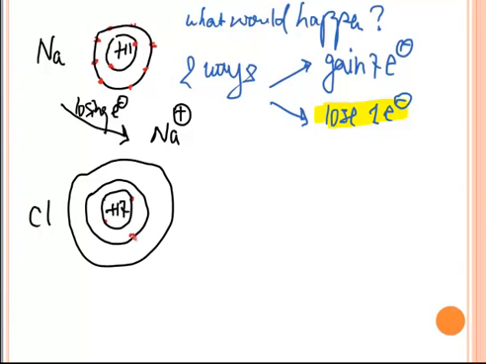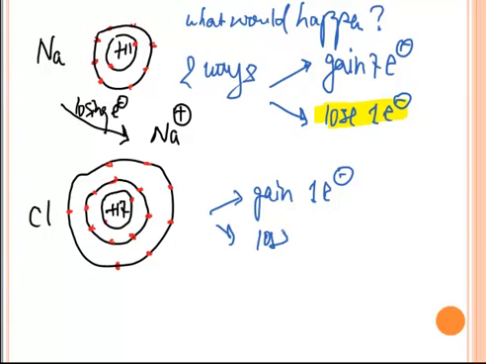And number of electrons, we should have 8 on the second. 1, 2, 3, 4, 5, 6, 7, 8. And on the outermost, the valence shell, we have 7. 1, 2, 3, 4, 5, 6, 7. Also facing 2 choices. Either you gain 1 electron, or you're going to lose 7 electrons. So which one is easier? Gaining 1 electron, on paper and energetically, will be much easier.